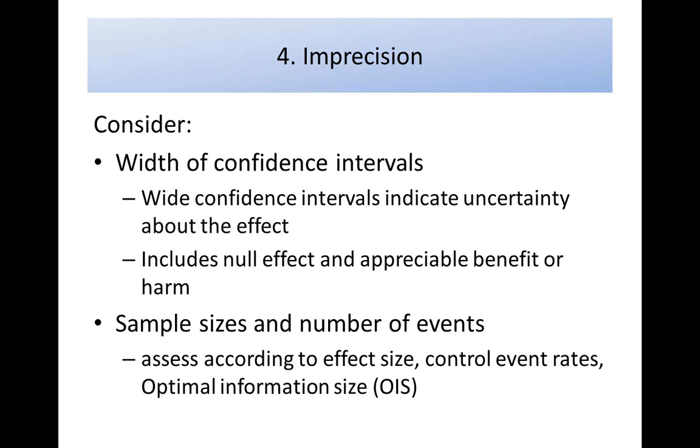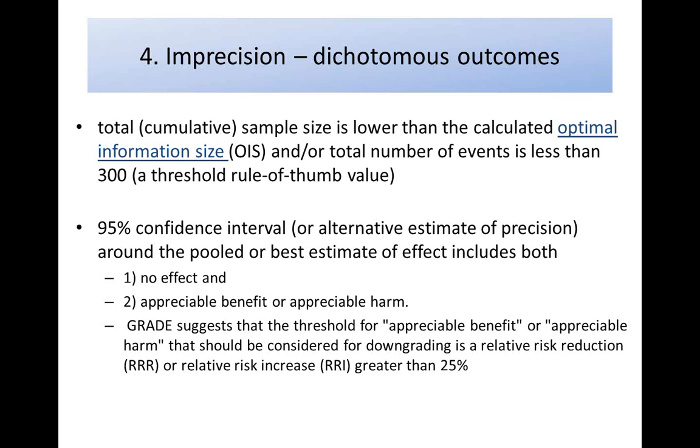They talk about whether or not the confidence intervals include the zero effect and also appreciable benefit or appreciable harm. And they have guidance for us about sample sizes and number of events and what they call optimal information size. What does that mean?